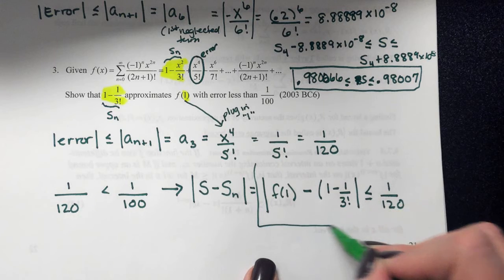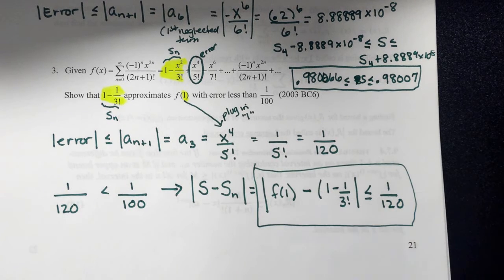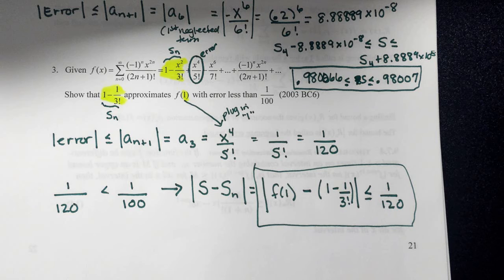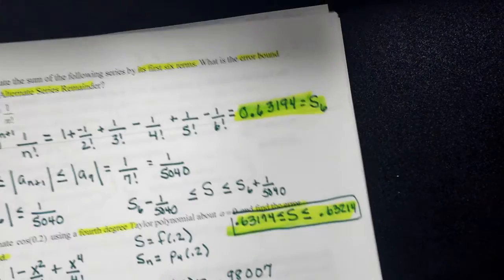But a lot of times on the AP exam, they'll write this particular notation right here. Remember, this just simply means the actual sum minus the partial sum, or the actual value minus your estimated value. That is what the error is. It's the difference between your actual and your approximation. So any questions on your alternating series error and how you calculate it? All right, let's take a look now at another one.